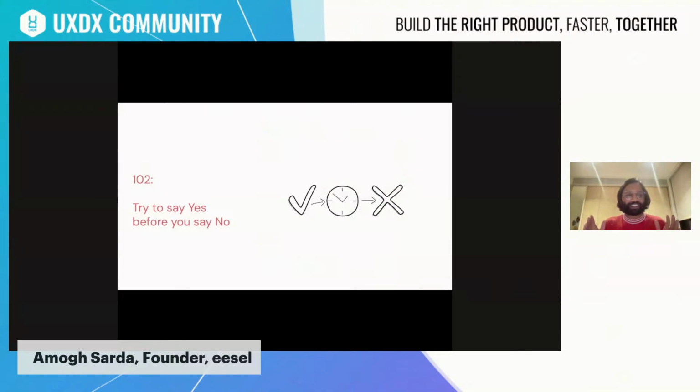Now, this is hard, right? Unlike an easy deflection with a no, yes requires us to actively listen. It actually requires us to empathize. It requires us to pause and try and understand why this person is saying this in the first place. And it's just generally much harder to do. And it's probably why we default to no.